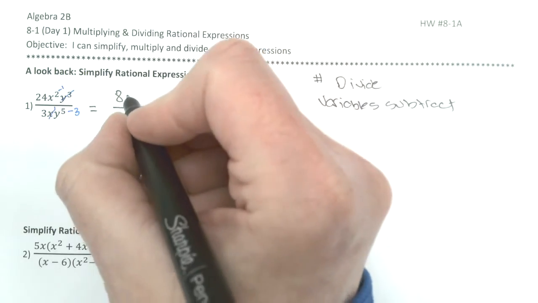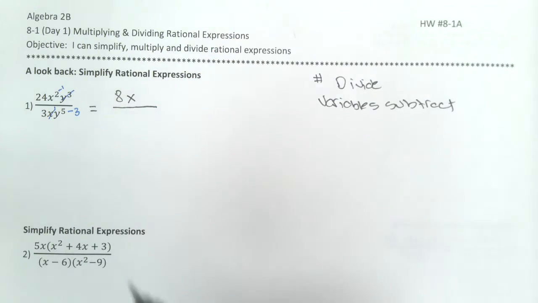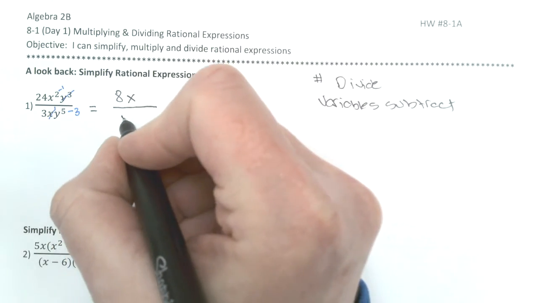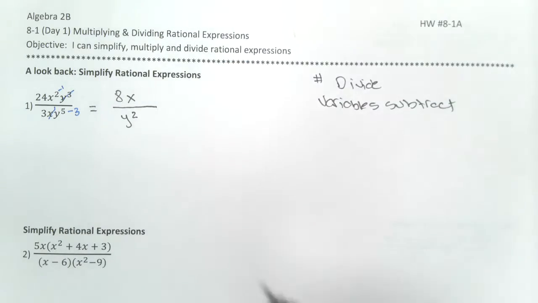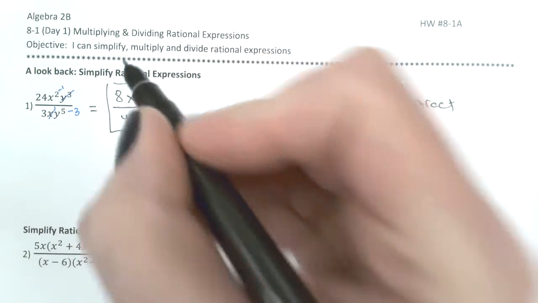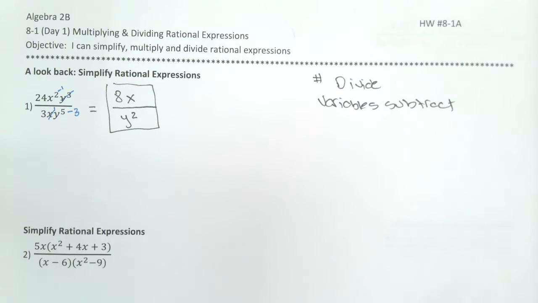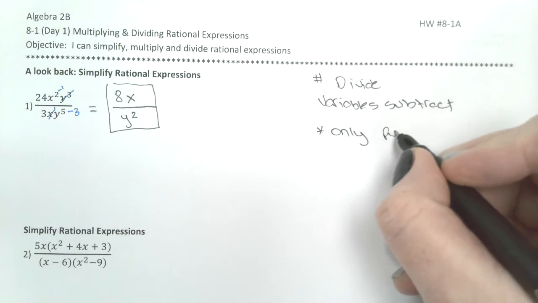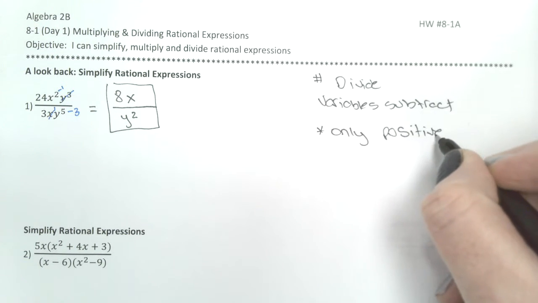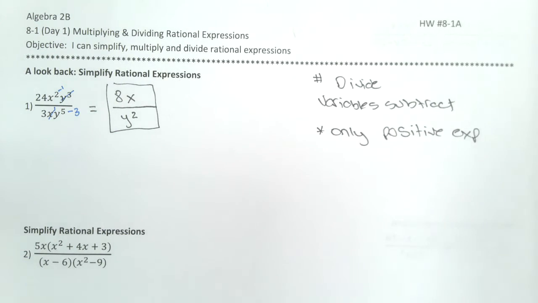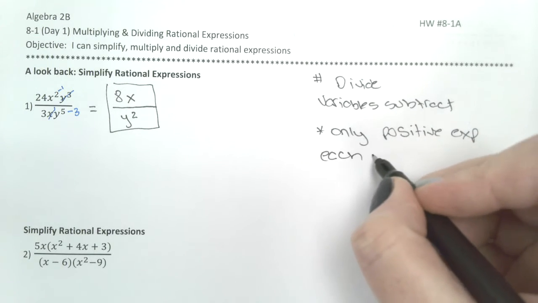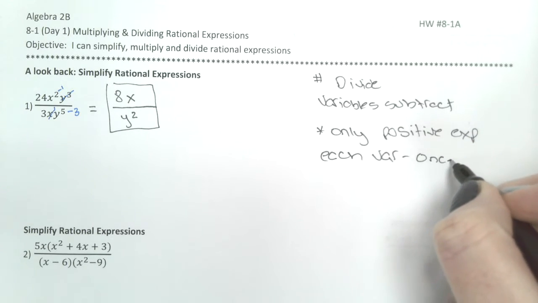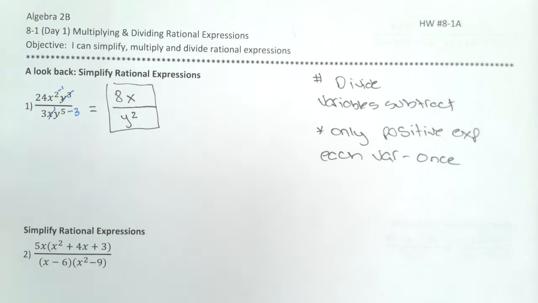So 2 minus 1 is 1. So I have 1x on top. And 5 minus 3 is 2. Bigger exponent was on bottom. Answer stays on bottom. You want only positive exponents. And each variable shows up in your answer only once. So we do not want to see an x on both top and bottom.